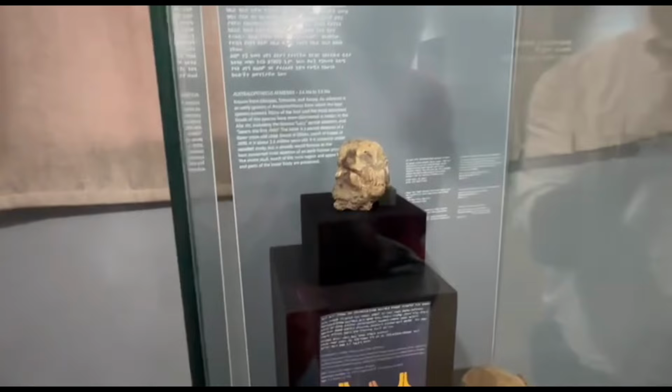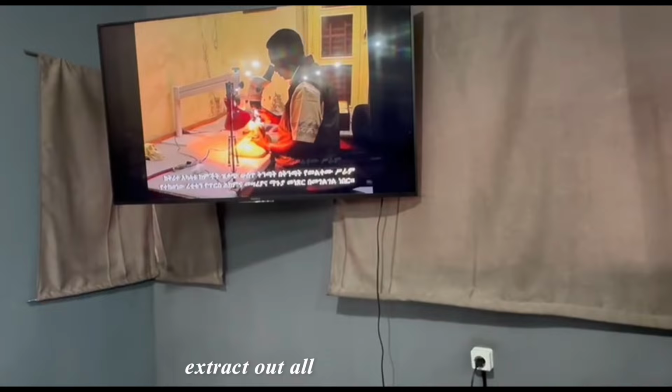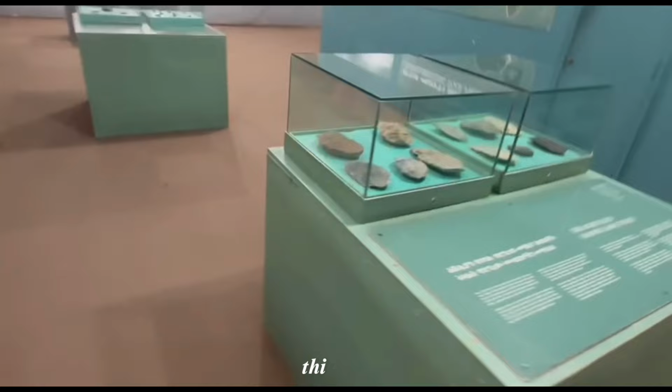As you can see, extract out all these things, and then she goes like this. This one is as a knife.